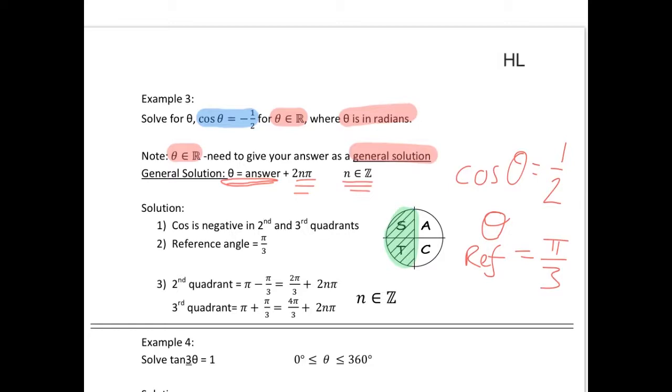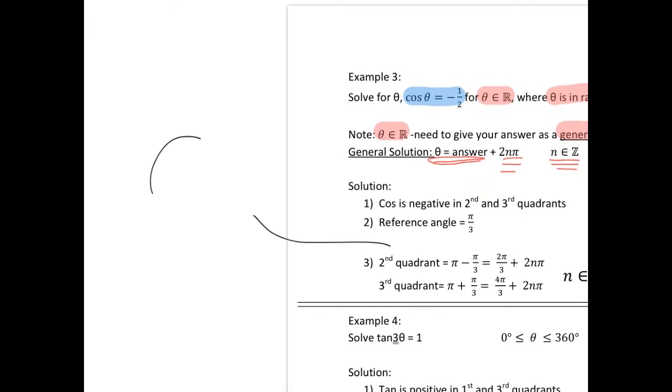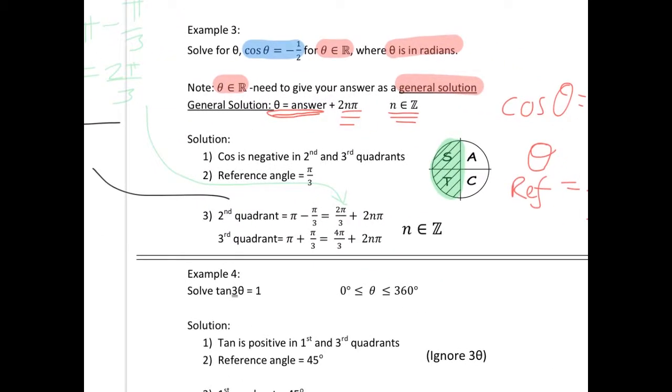So in the second quadrant, we're going to be looking at this situation. Our reference angle is here, and our whole angle that we're looking for, theta, is here. So theta is going to be equal to pi minus our reference angle of pi over 3, which is 2 pi over 3. But then what we need to do down here is we have to add on our 2n pi and write that n is an element of the integers.